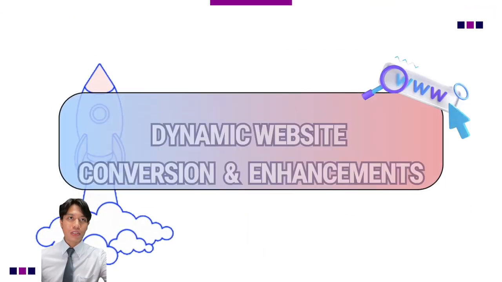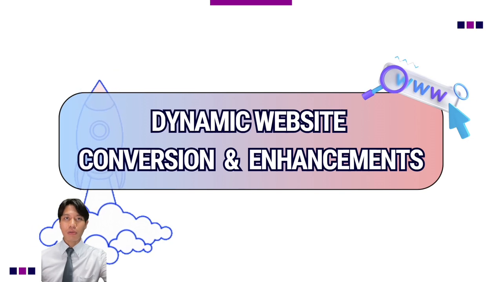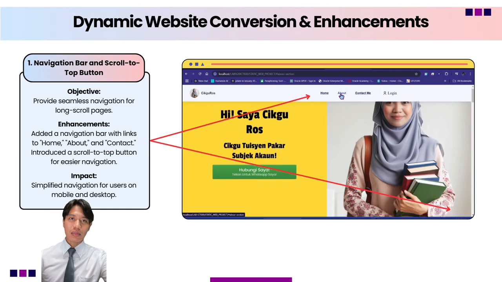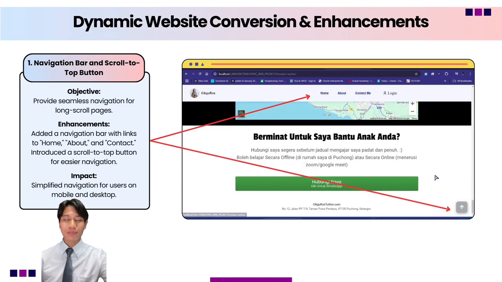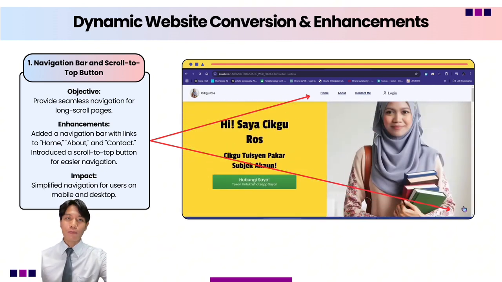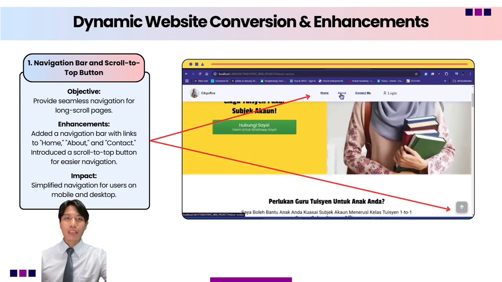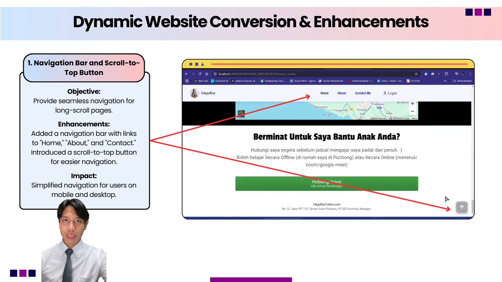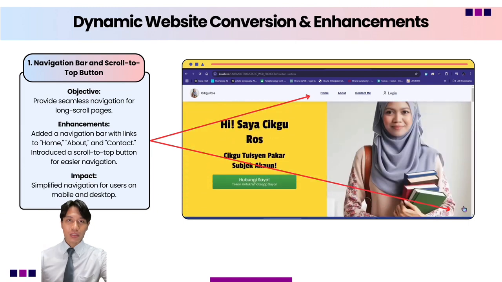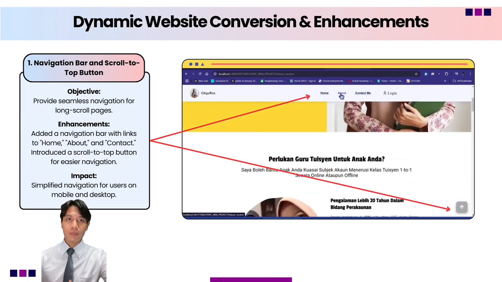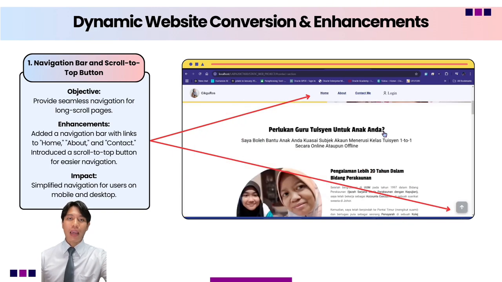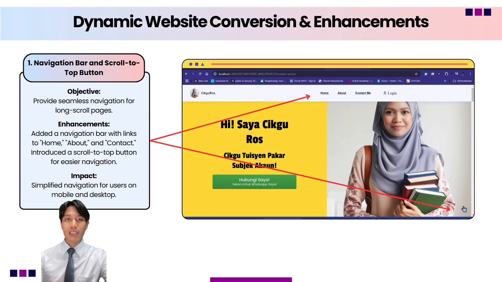Okay, let's proceed to the next part, which is dynamic website conversion and enhancements. So the first enhancement is the navigation bar and scroll to top button. The objective of this enhancement is to address navigation issues. A dynamic navigation bar was added with links to key sections. A scroll to top button also was introduced together, and this made navigation seamless and reduced user effort, especially for long scroll pages.